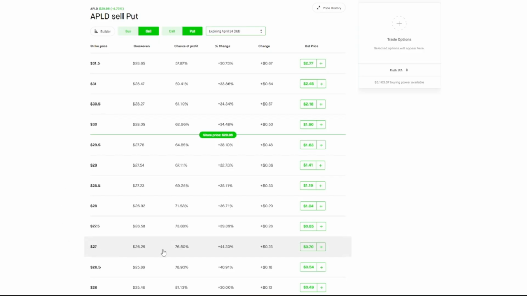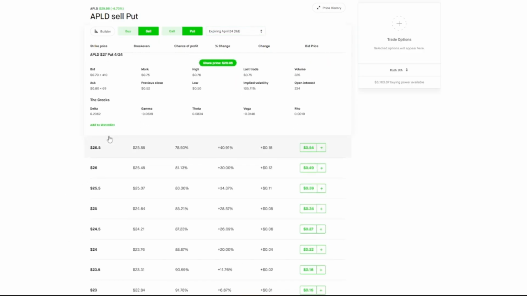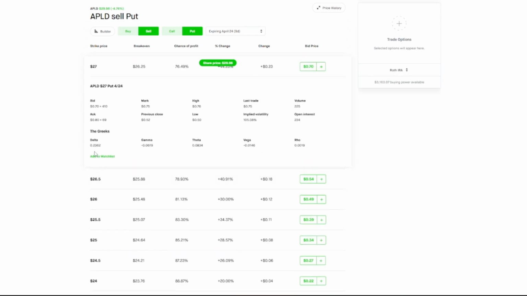Here's that $27 range that we were looking at on the chart. I'm going to click on that, and what you're going to see is a delta of about 23. That's pretty close. That's right where I want to be on this. I'm pretty bullish on this.